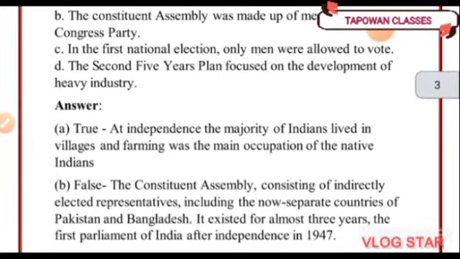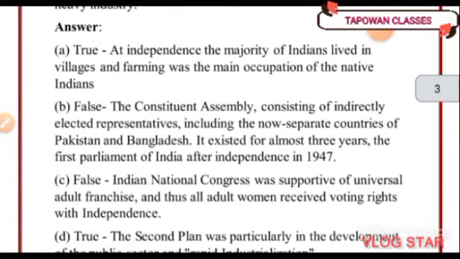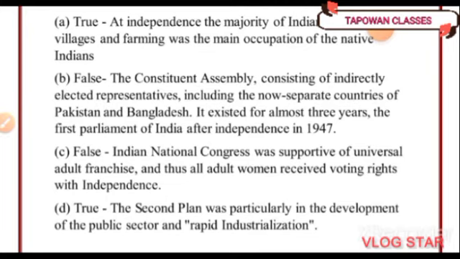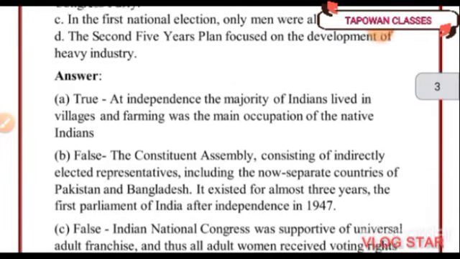This is false. The reason is that the Constituent Assembly consisted of indirectly elected representatives, including those from the now separate countries of Pakistan and Bangladesh. It lasted for almost 3 years as the first Parliament of India after independence in 1947.